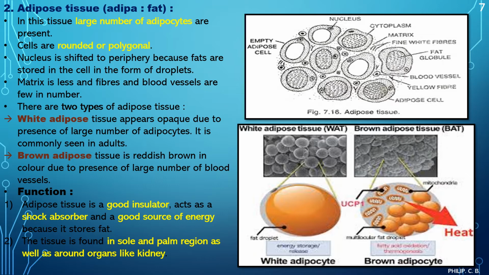Second, the tissue is found in the sole and palm region as well as organs like the kidney. So these are the places where they are generally found. Towards the right side, in the image at the top, you can see empty adipose cells, nucleolus, cytoplasm, matrix, fine white fibers, flat globule, blood vessels, yellow fiber, adipose cells. Also, we can see down the two different images I have shown, so you can understand white adipose as well as the brown adipocytes.